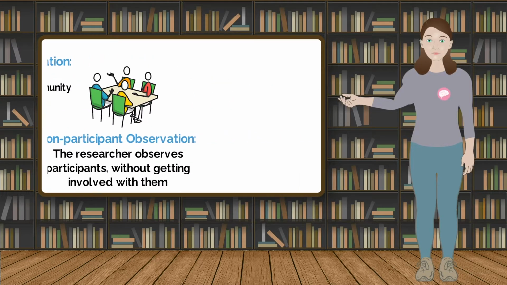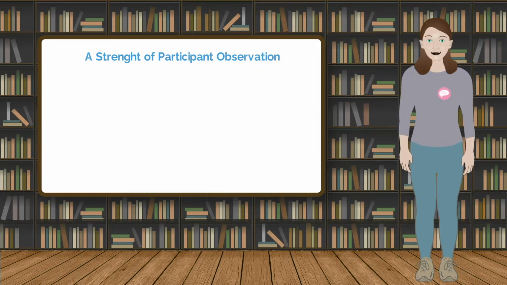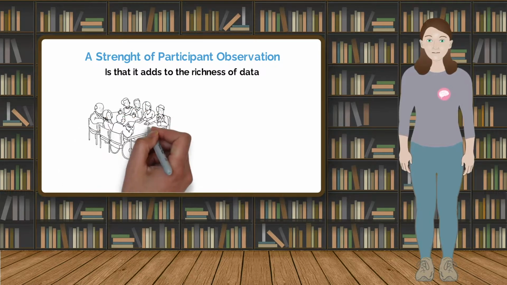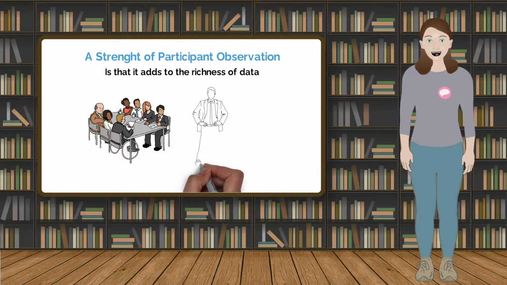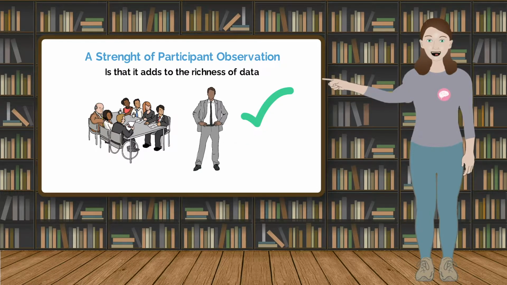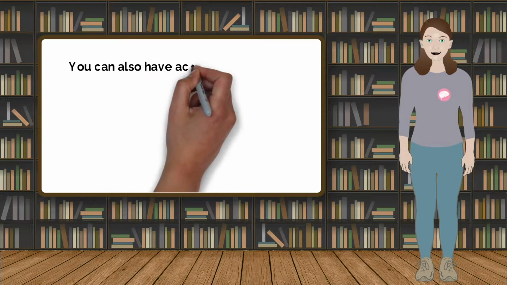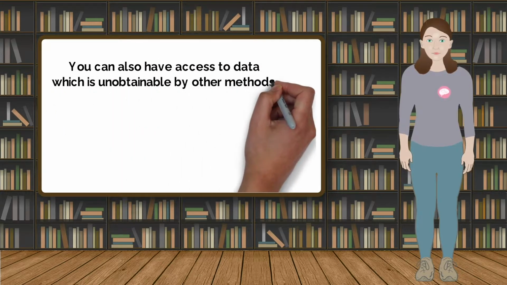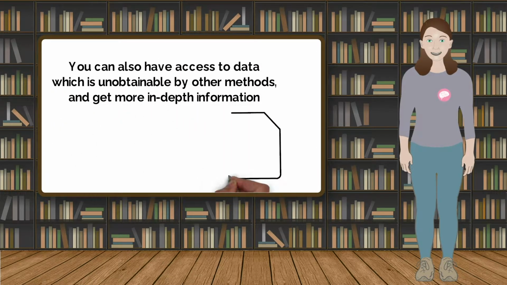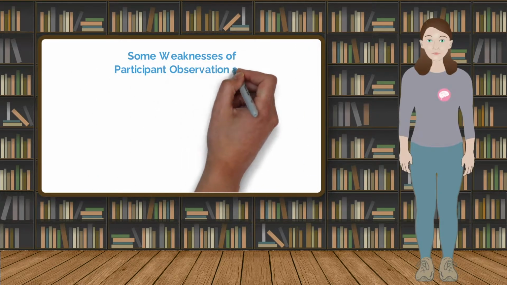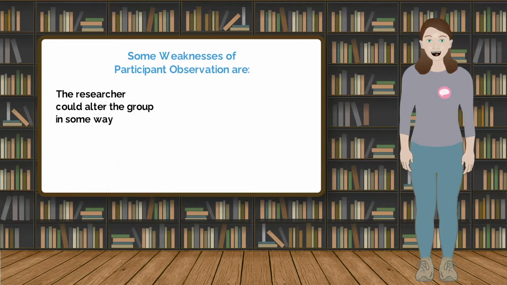A strength of a participant observation is that it adds to the richness of data, especially if the observer becomes a trusted member of the group that they are observing over a period of time, and is therefore high in validity. Another strength is that there could be access to data which is unobtainable by any other methods, and so more in-depth information is discovered. One weakness of participant observations is that the researcher could alter the group in some way when they join, which lowers the validity.